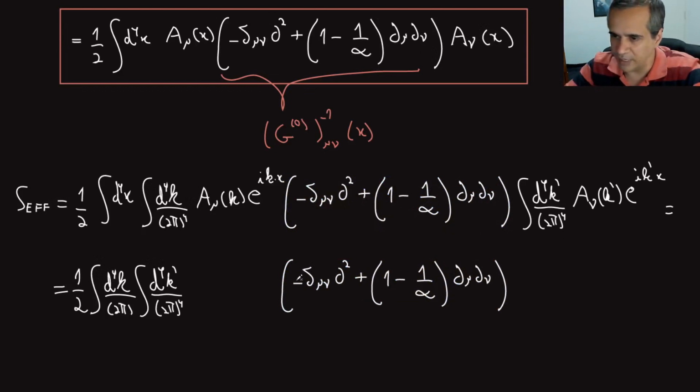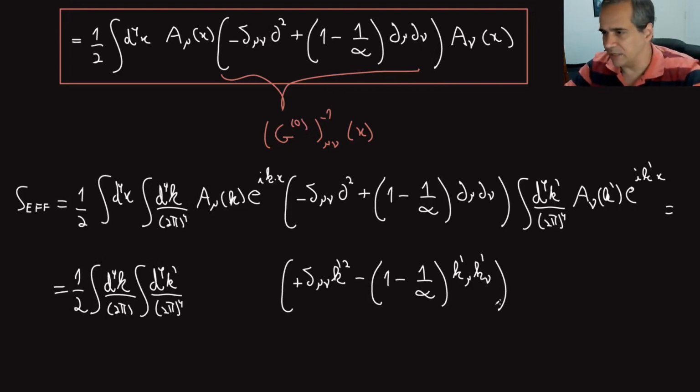So i comes down twice. That changes the signs here. And other than that, it's just k', right? So this second derivative becomes k' squared. This one becomes k'_μ. This one becomes k'_ν.